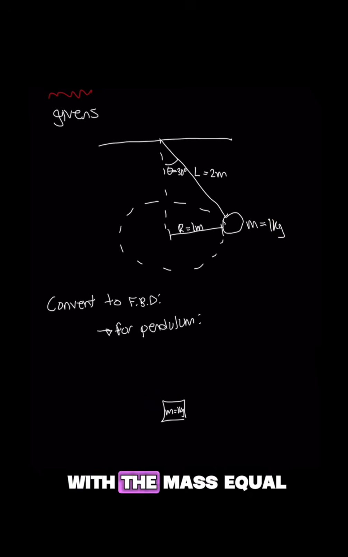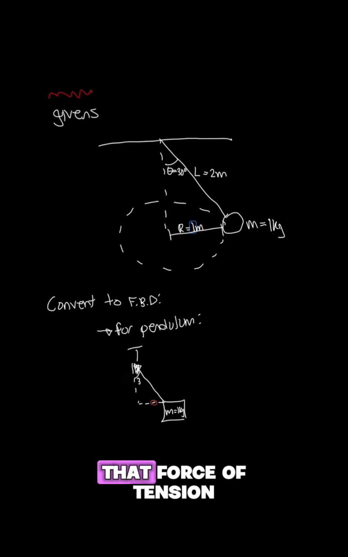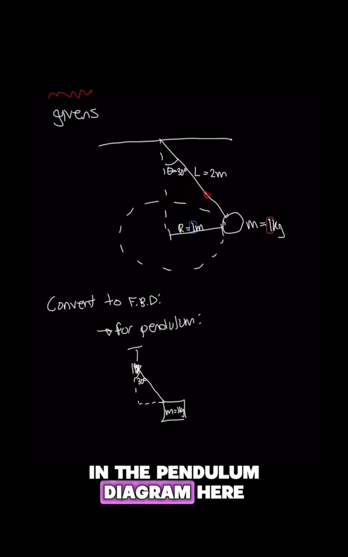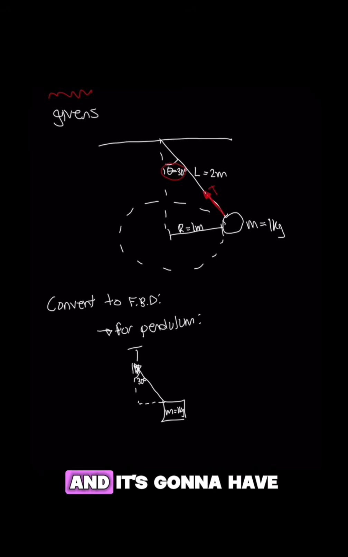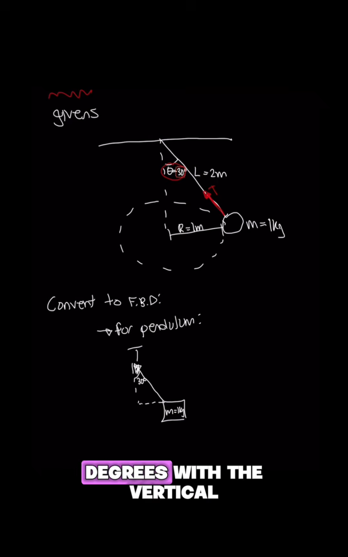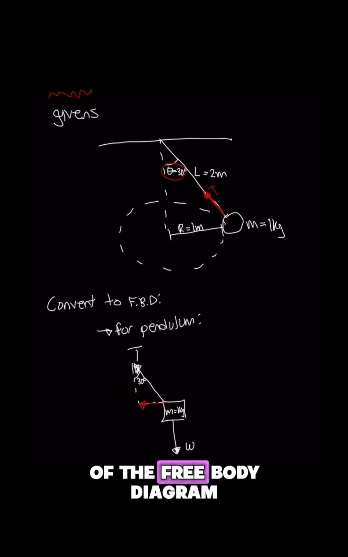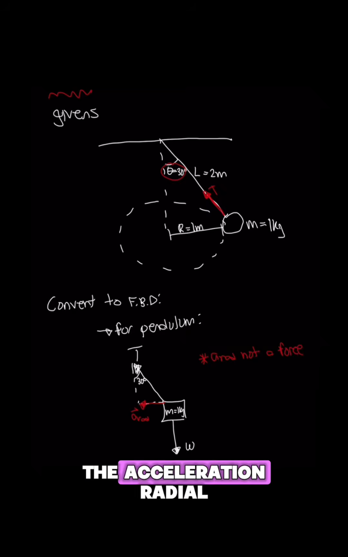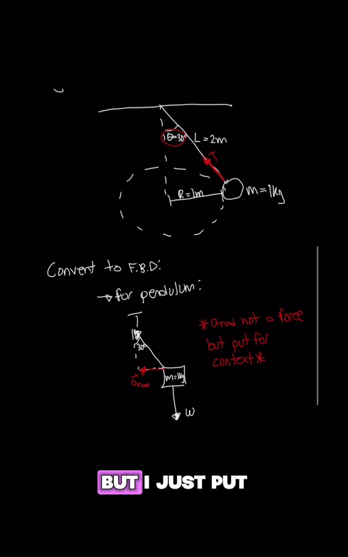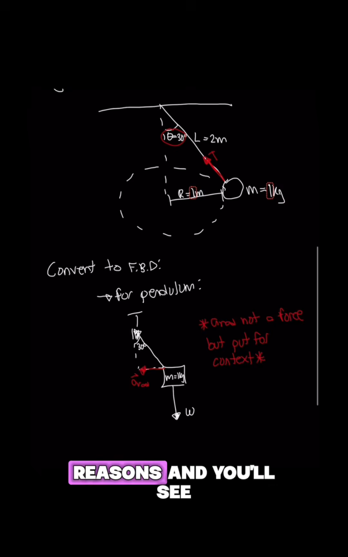So we can start with the mass equal to 1 kilogram, and then we're going to have the force of tension in the rope, and we can see that force of tension in the pendulum diagram here. It's going to be in this direction, and it's going to have an angle of 30 degrees with the vertical. We also have the weight force bringing it down. This is not part of the free body diagram, but we also have the radial acceleration. It's not a force, but I just put it there for context reasons, and you'll see why later.